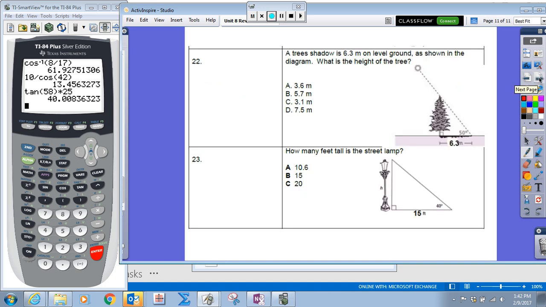For number 22, it looks like we have a tree that has a shadow of 6.3 on the ground, and they want to know what the height of the tree is, so this would be our x. So in relationship to our angle right here, we have our adjacent side, and we have our opposite side. So we're going to use TOA again. So the tan 50 would equal x over 6.3.